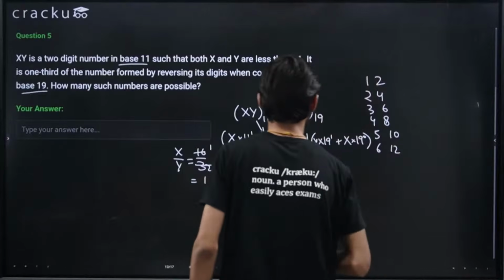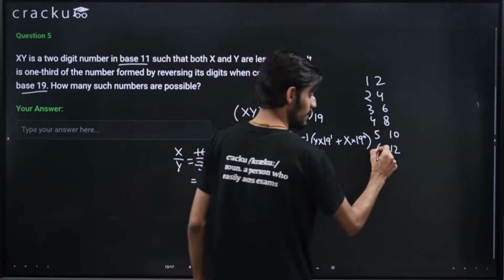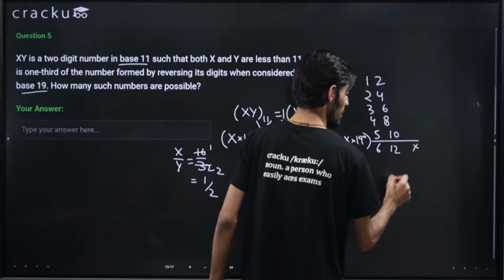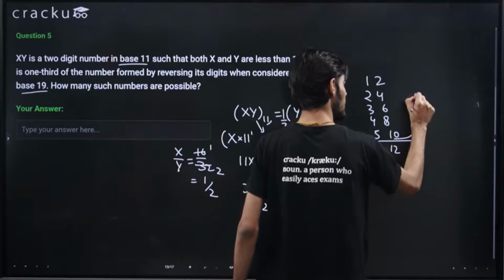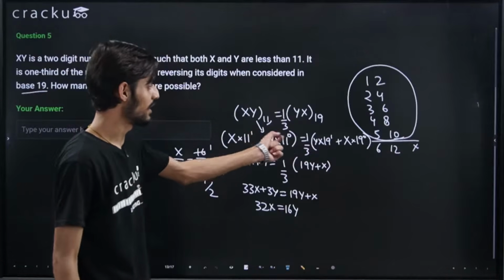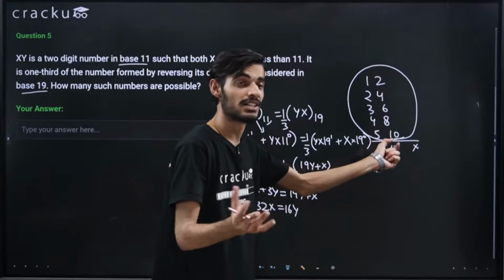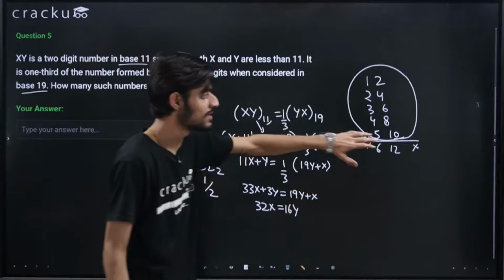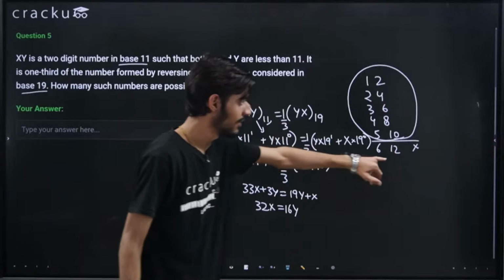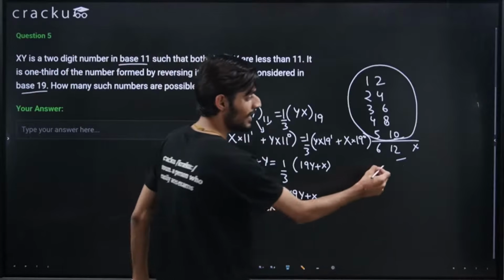6, 12. Because this number is in base 11, we can't take this value and further values. But we can still represent 10, because 10 is a single digit number in base 11, so we will consider this case. But we will not consider 12, because the digits cannot be greater than the base. So 12 won't be considered.